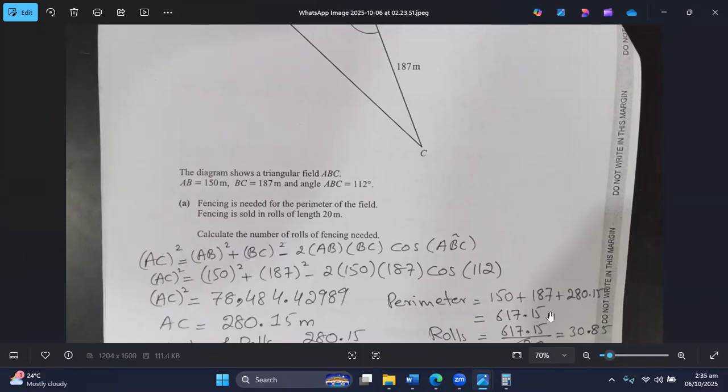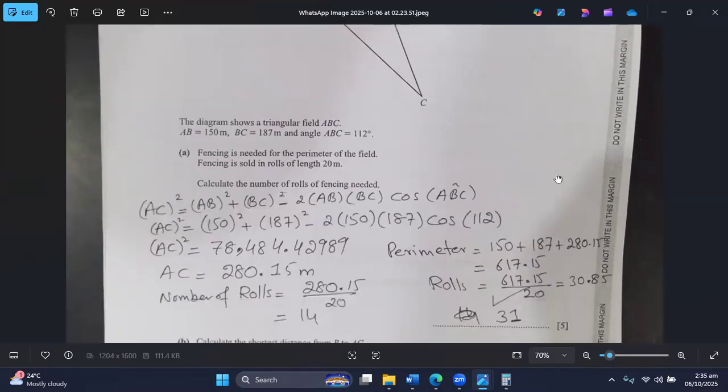That is 617.15. Each roll of the fencing is 20 meters. So how many rolls do we need? 617.15 divided by 20. So that's 30.85 rolls. It means you need 31 rolls. Just ignore this. So this is how this is done. Because in my paperwork I made a mistake here. That's why I'm telling you again.